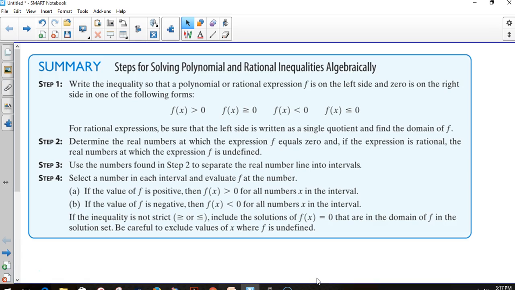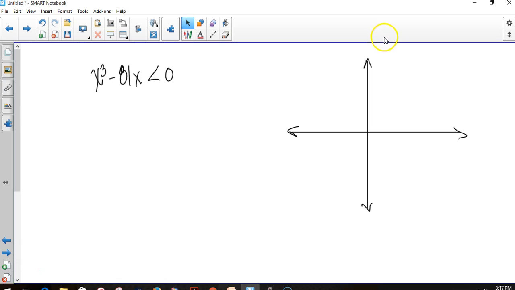You're going to use those roots and those places where you have asymptotes to set up intervals. But instead of setting up intervals and plugging in numbers to check for whether they're positive, negative, or 0, we're going to use our calculator to help us out. And so I have my first polynomial inequality that we're going to look at.